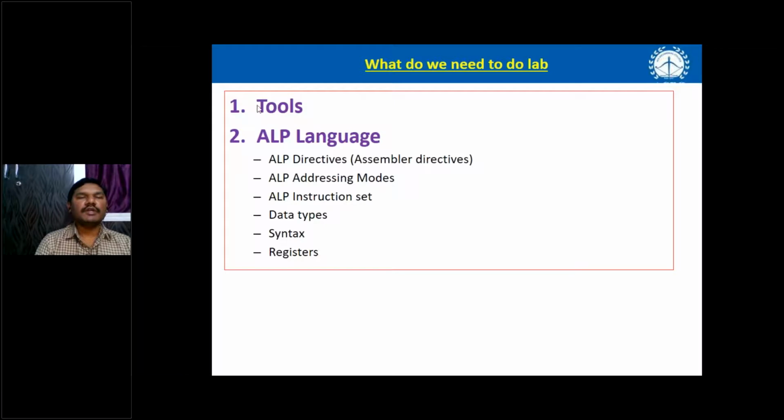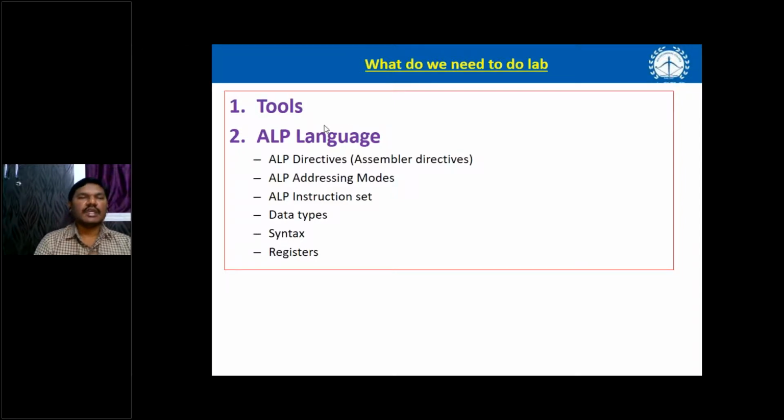What do we require? We require different tools and the ALP language. ALP language means the combination of assembler directives, addressing modes, instruction set, data types, syntax of the program, and a different register set. So we should have knowledge of these six types of parameters to construct a language, the ALP language. And to execute this language-based programming, we need different tools.